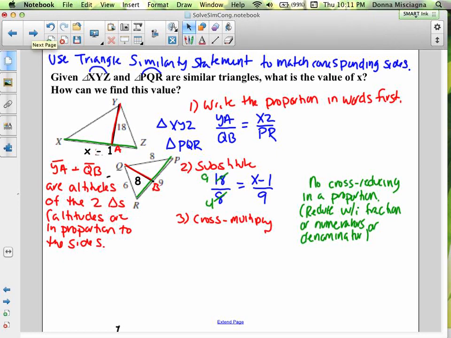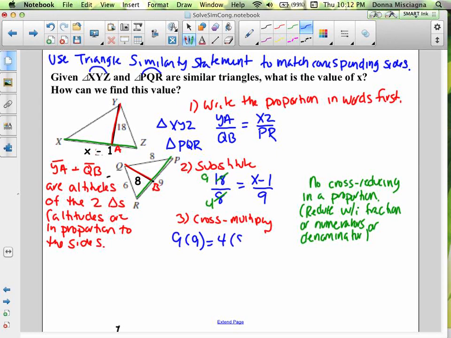Now let's cross multiply. So we have 9 times 9 equals 4 times x minus 1. I'm going to put a little reminder here to not forget parentheses. Don't forget parentheses. You have to distribute.